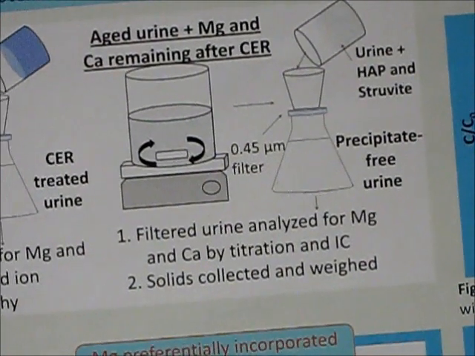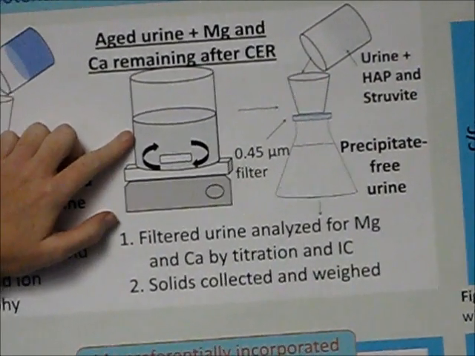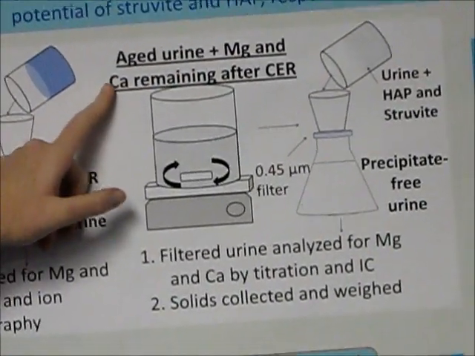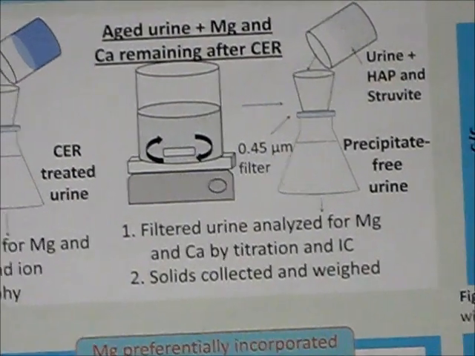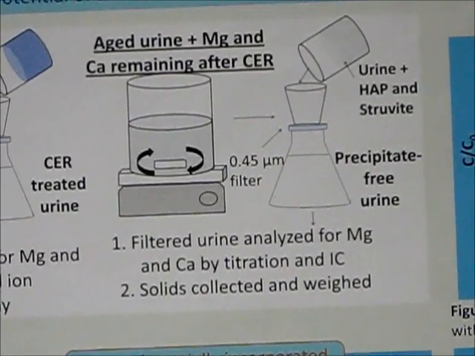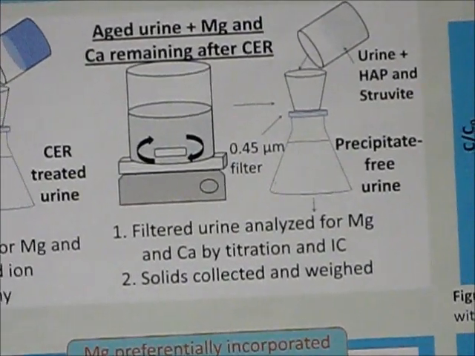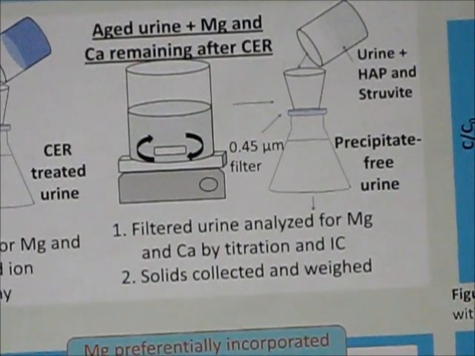So the first thing after I made this aged synthetic urine was to take samples and dose it with magnesium and calcium stock solutions. The levels of magnesium and calcium stock solution that was dosed into each sample represented the remaining levels of magnesium and calcium after each of the cation exchange resin doses.